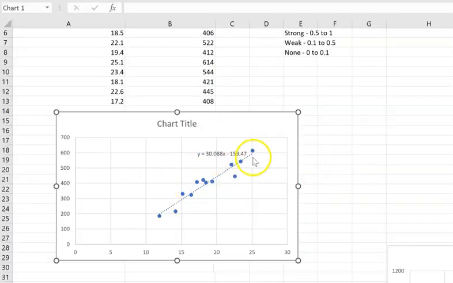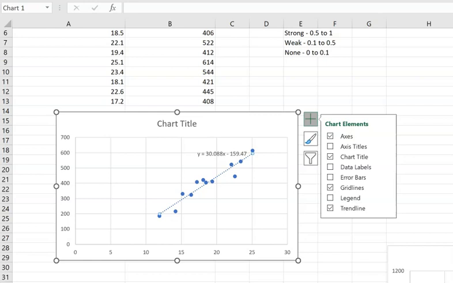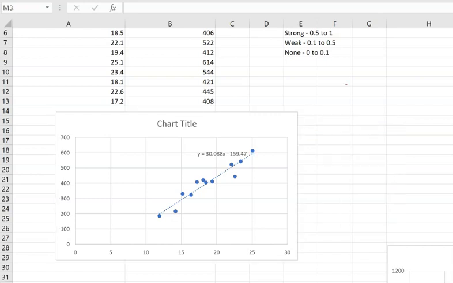And then looking back at our actual scatter plot, you can see that it actually gives us the equation of it. The equation in this case says y equals 30.088x minus 159.47. That is the exact equation of our regression line. That is what we're going to use in order to be able to answer parts A and B of this question.